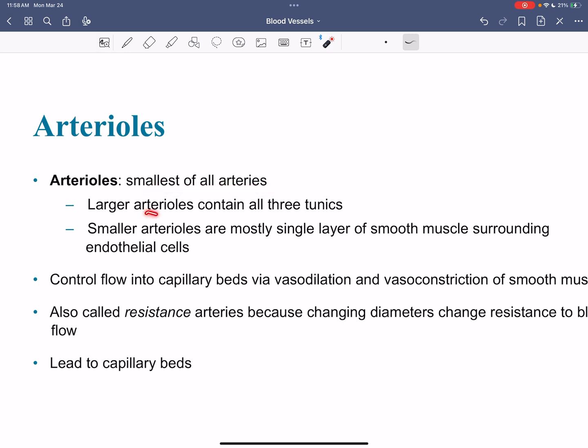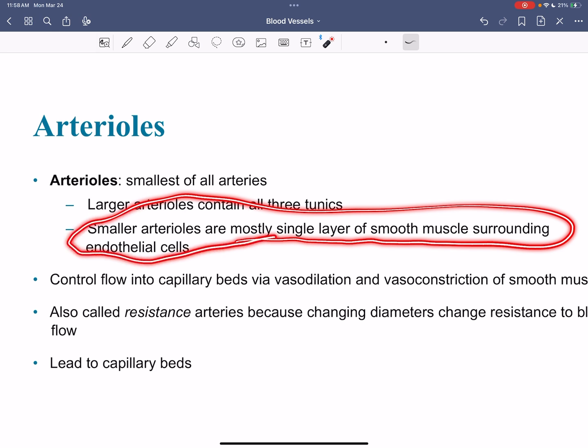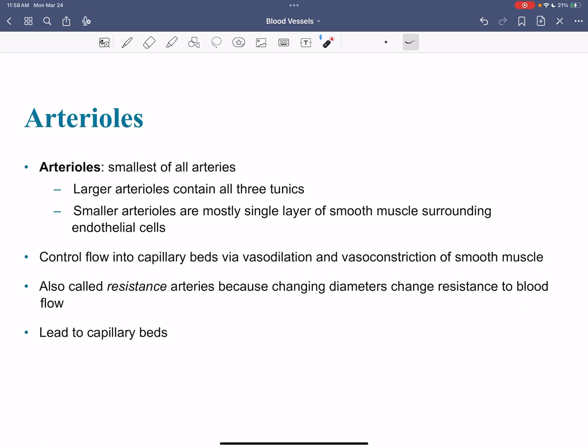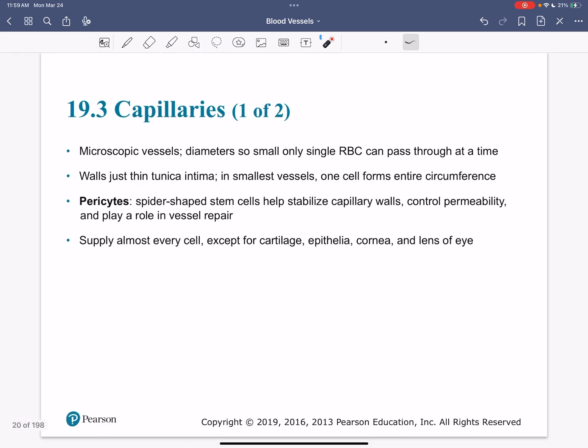Arterioles are the smallest of the arteries. Now, the larger arterioles have all three tunics. Smaller ones are mostly a single layer of smooth muscle that's surrounding the endothelial cells that are inside. These control flow into capillary beds via vasodilation and vasoconstriction of the smooth muscle, and are also called resistance arteries because they can change their diameter. And remember that basic concept that when you change the diameter of a blood vessel, you change the resistance, and that has an effect on blood flow through there. Now, these are the ones that are going to lead off to the capillary beds.